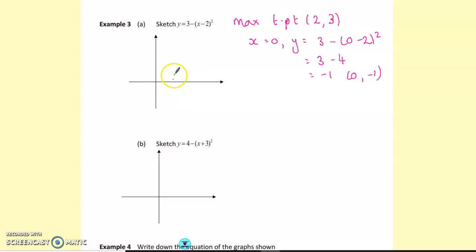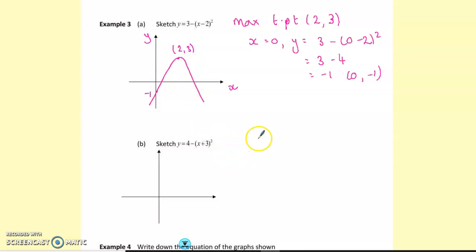So my turning point is 2, 3, that's going to be about there. It's going to cross the axis at 0, minus 1, so about there. So it's going to come up, turn, and back down. There's my x. That wee flick there shouldn't be at the end of my graph. That's just been a wee drag on the tablet there. Again, we need to mark in the important points. We need to mark in where it crosses the axis. We need to mark in our turning point.